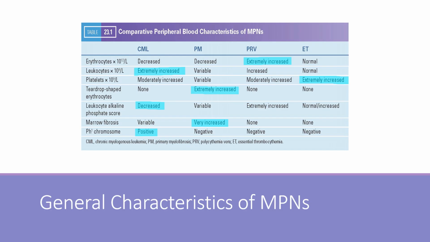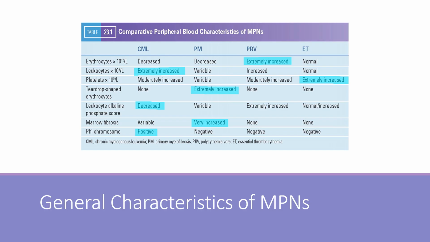Okay, so let's take a look at some of the differences between these myeloproliferative neoplasms. Let's start with CML since we've already kind of talked about it. So remember, when we have a chronic myelogenous leukemia, we're going to have a much higher white blood cell count. So our leukocytes are going to be extremely increased. Our erythrocytes will be decreased because of that overproliferation of the white cells. Platelets may also be moderately increased.